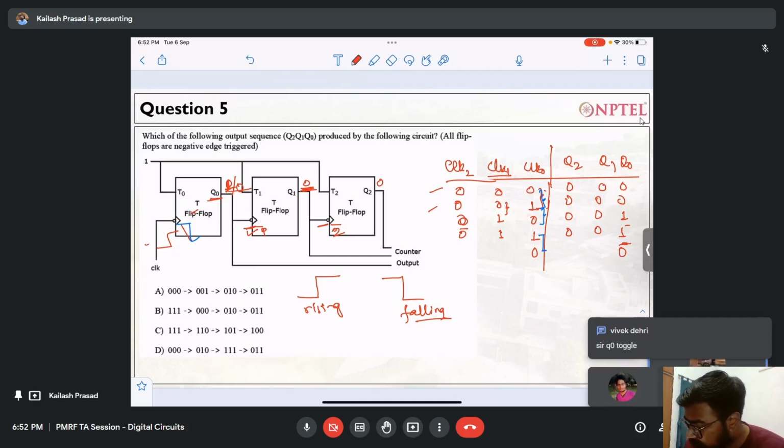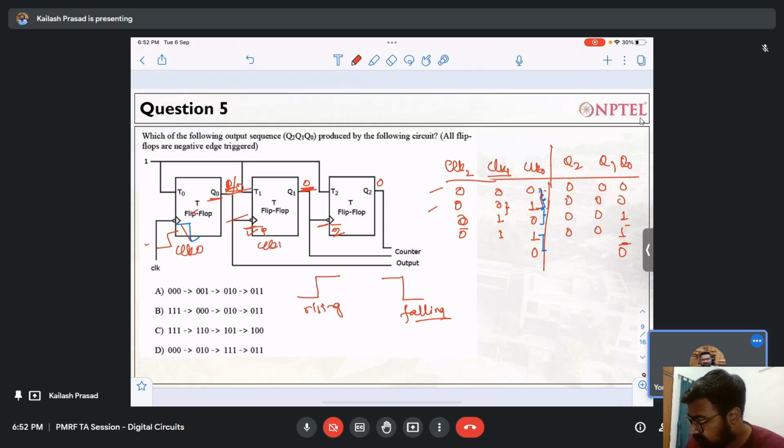As soon as Q0 changes, this clock, what have I named here? I have named it clock 0. This is clock 1 and this is clock 2, right? So clock 0 has changed from 1 to 0, because Q and clock 2 are actually equal. And as soon as this goes from 1 to 0, Q1 will toggle, right? So this will become 1. So Q1 has become 1.